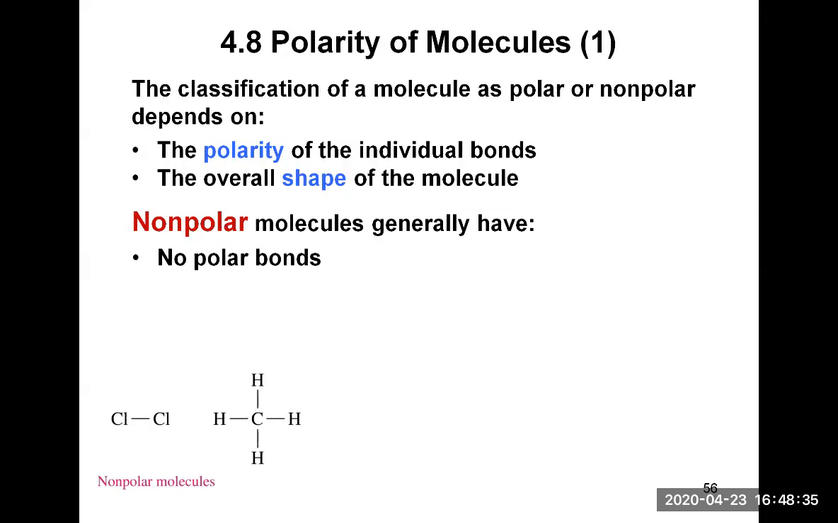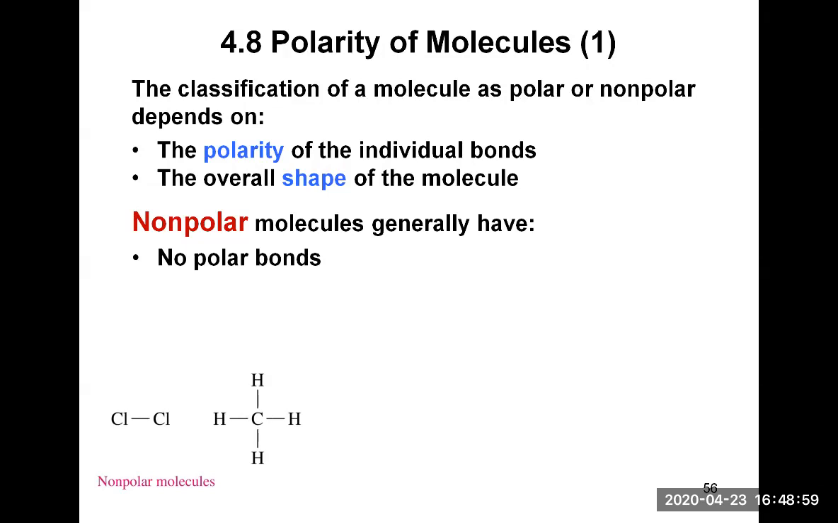The CH4 molecule here has only CH bonds, and we saw that the CH bond has an electronegativity difference of 0.4, which is not enough to make it a polar bond. So the CH bond is non-polar, and so the molecule is also a non-polar molecule.